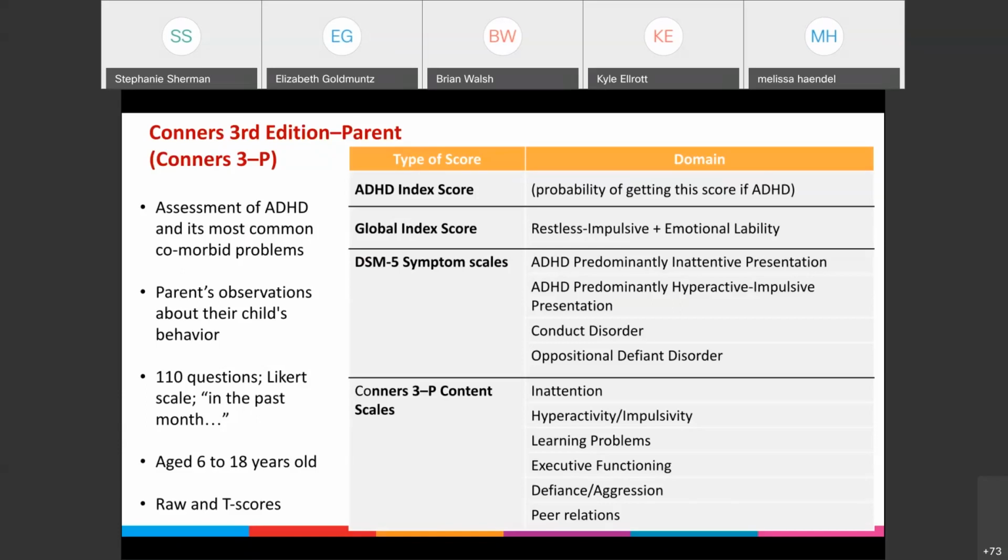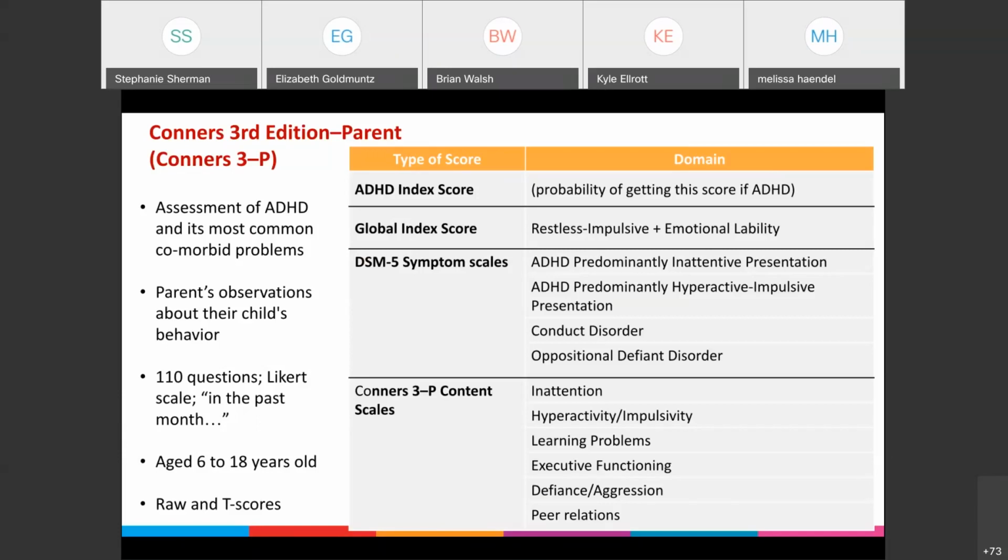They also mapped the questions onto DSM-5 symptom scales. So this might be what we want to consider as what we pull from the Conners to make it more harmonized with other data sets if we base things on the DSM-5. You can see they split ADHD into predominantly inattentive and predominantly hyperactive-impulsive presentations. They also split out conduct disorder and oppositional defiant disorder. And so these are just based on counts of a subset of questions, and higher scores are indicative of these types of DSM-5 symptoms. Lastly, there are content scales. So you can see the list of different domains that are examined with these 110 questions.